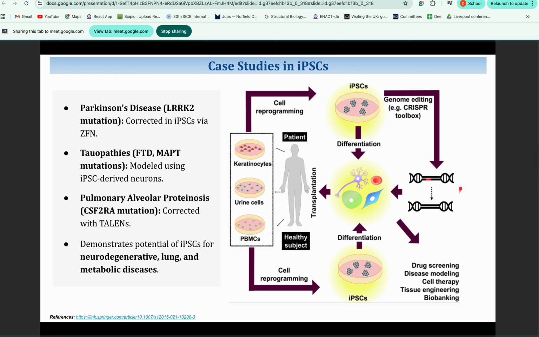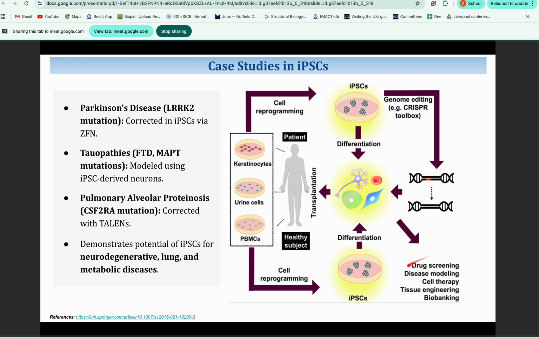So after editing we have cured this mutation, because if we know that the patient is suffering from this particular disorder and this Parkinson's disease is due to the LRRK2 gene, I can treat that mutation using the gene editing strategy. Now I have changed it. Now with this gene, when the iPSCs are cured and get differentiated, they can get transplanted into the patient.